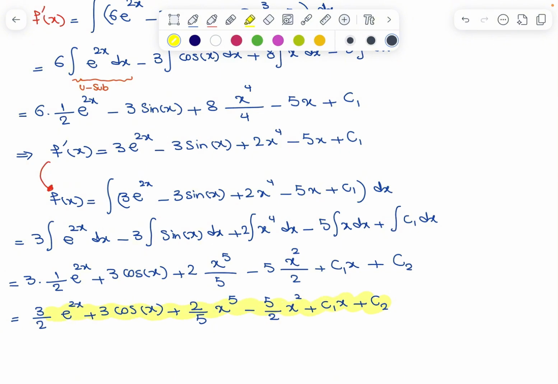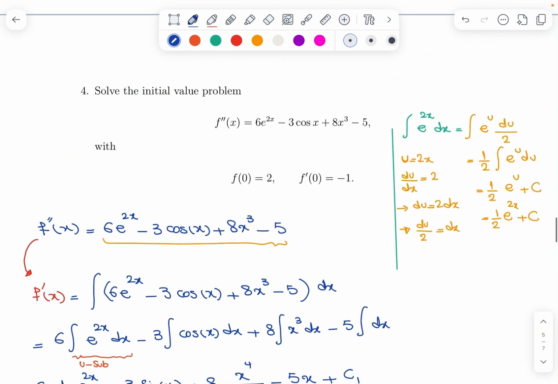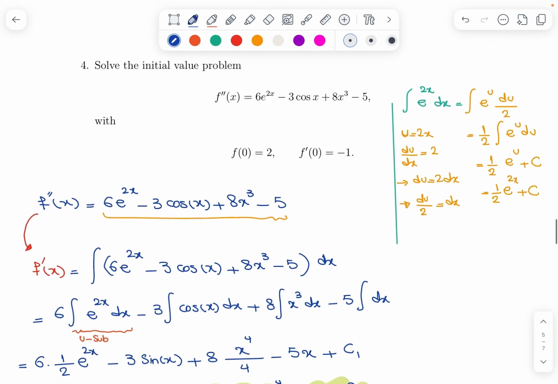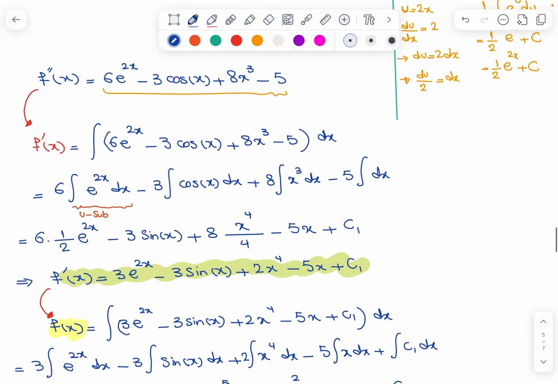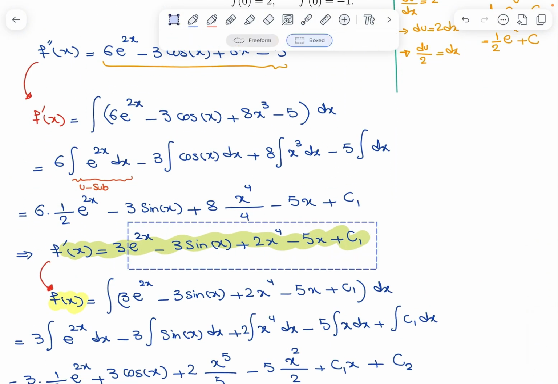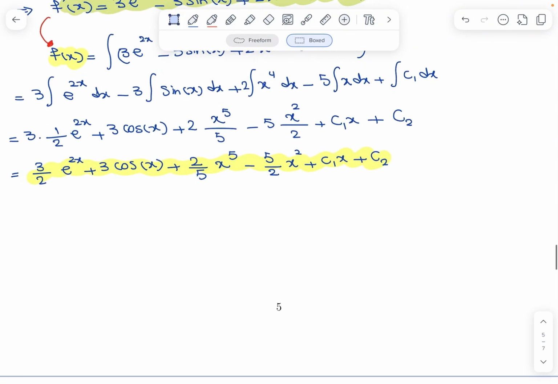This is f of x and this is f prime of x. Now we just need to find c1 and c2 by using the conditions that we have. We know f prime at 0 is negative 1. Look at this, this is f prime.